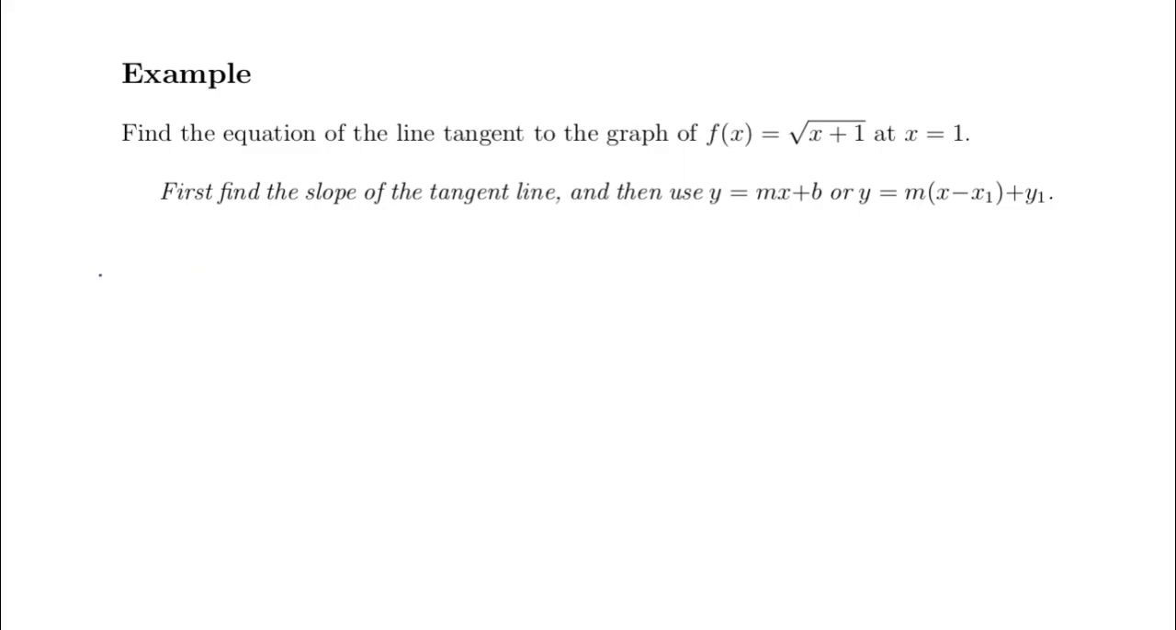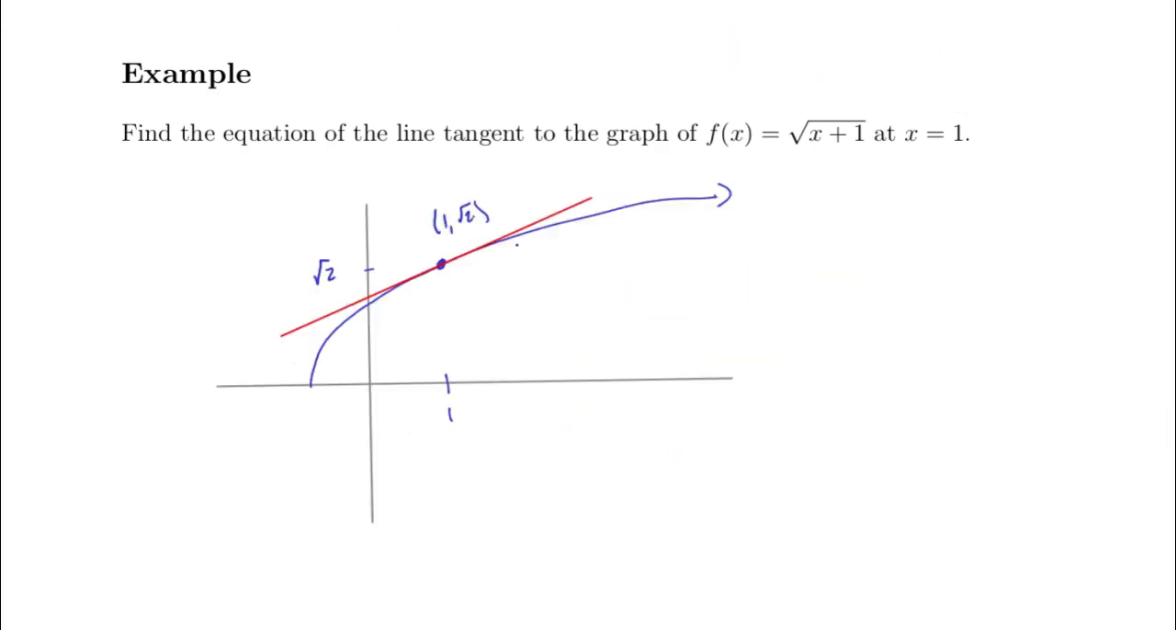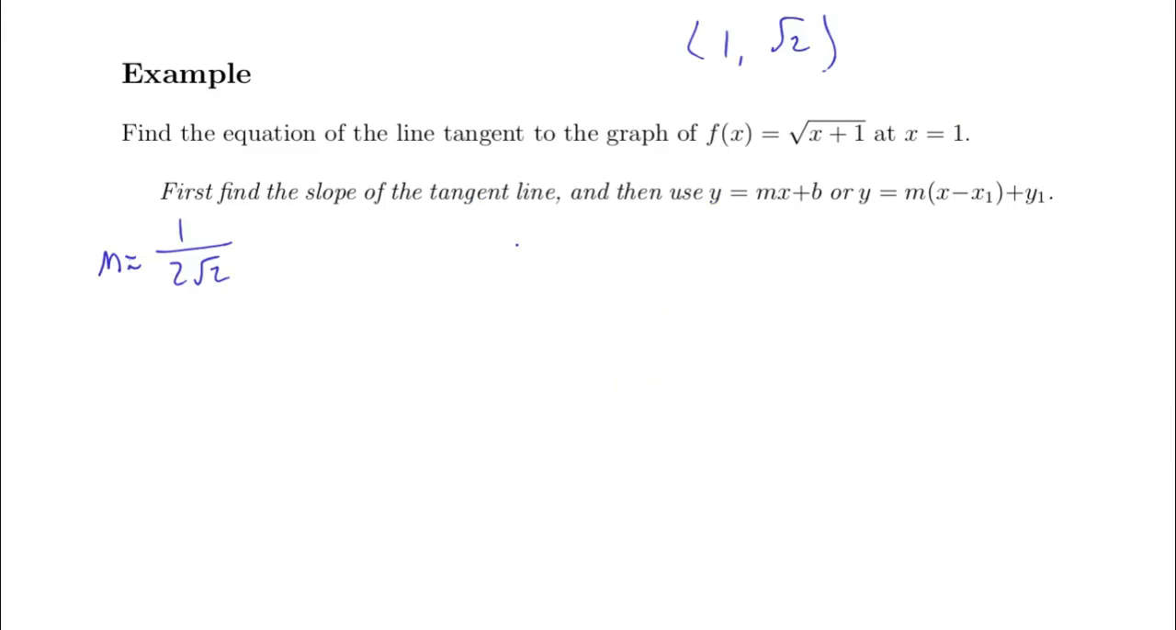Let's remember we know a couple things. We know we have a slope of 1 over 2 root 2. We just found that. And we also had this point, right? 1 comma root 2, because remember the tangent line and the function crossed at the same point. That was how we defined our tangent line. They have that same point in common.